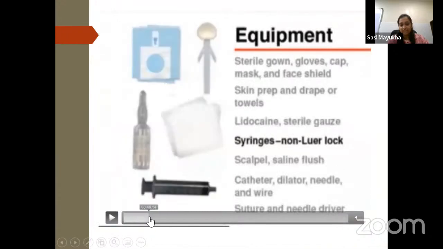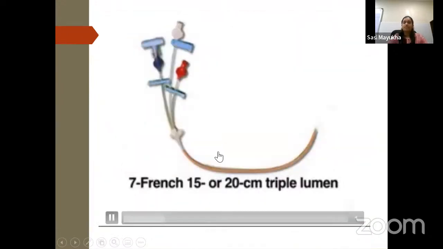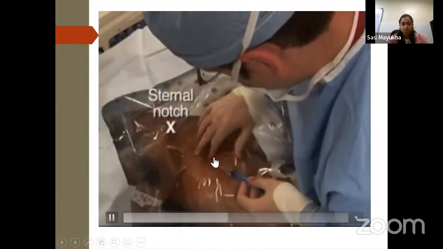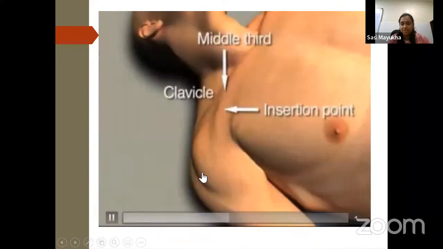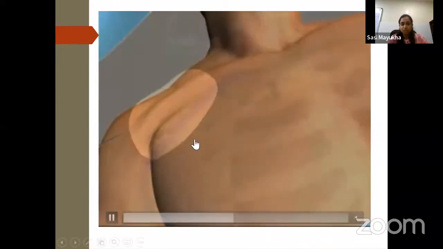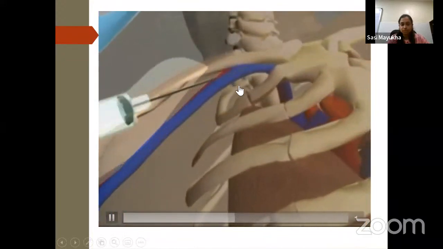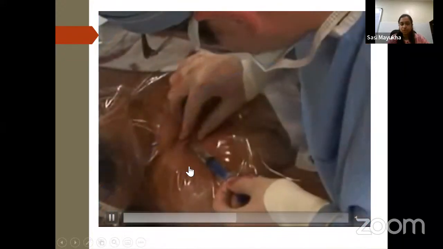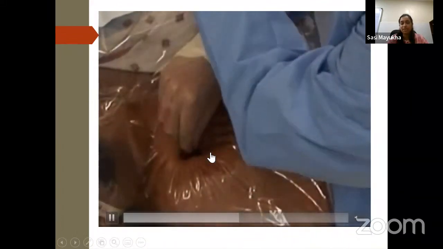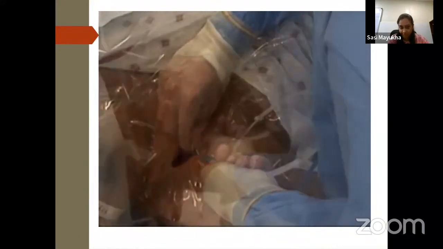So once there is a blood aspirate, this is the triple lumen catheter which we were talking about earlier. The same thing has to be placed here also. So here you can see how he is accessing the subclavian vein. Once he inserts into it, blood is aspirated. The same thing here also, the blood should be dark in color and there should not be any pulsatile flow.